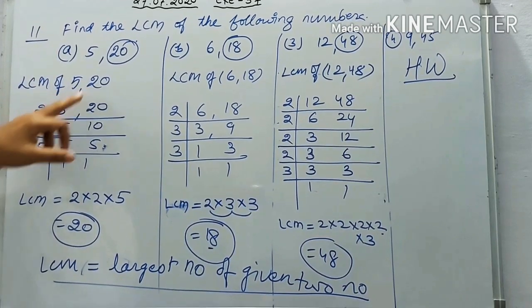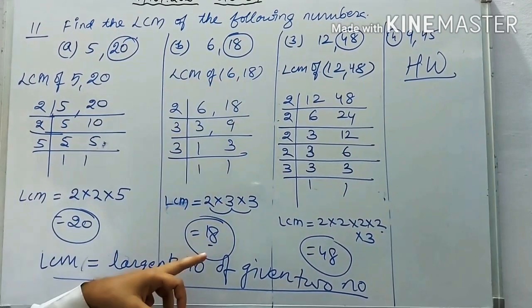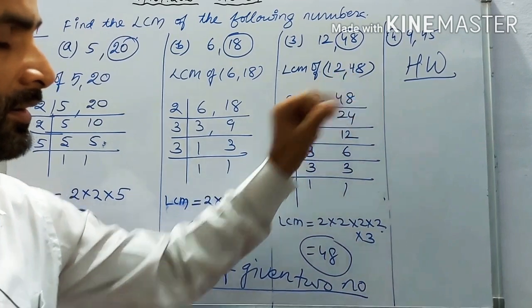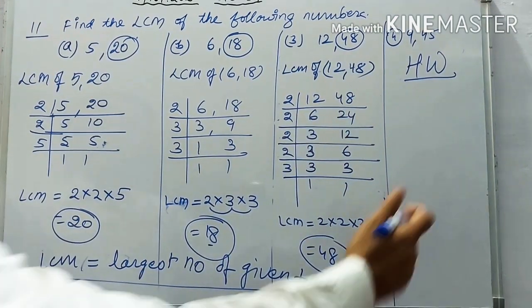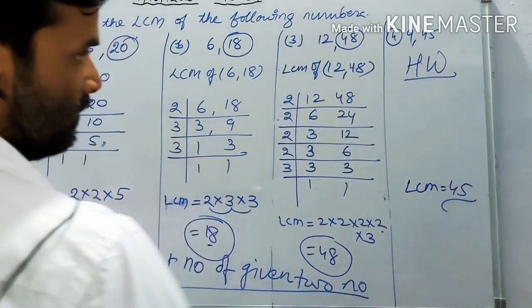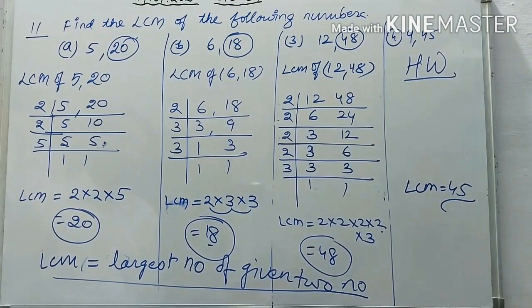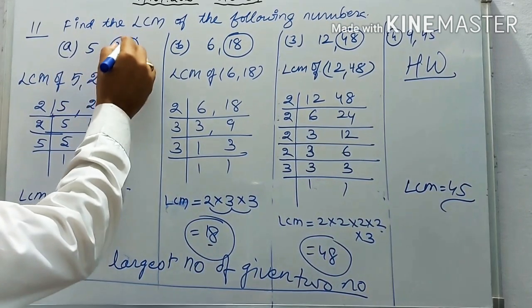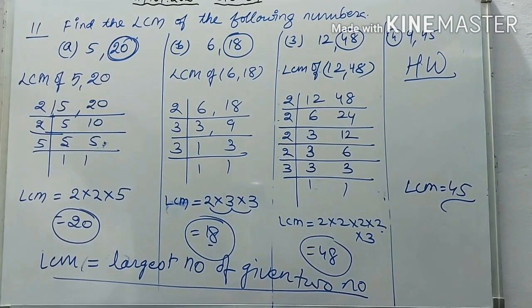The LCM of 5 and 20 is 20, the LCM of 6 and 18 is 18, and the LCM of 12 and 48 is 48. Here the LCM of 9 and 45 is 45. After the solution, you check. Okay, now here the LCM of each two numbers is the largest number of the given numbers. Okay, now finish the exercise.